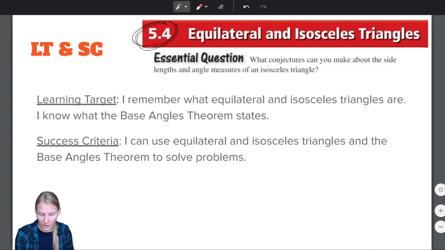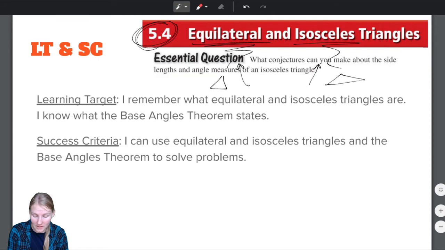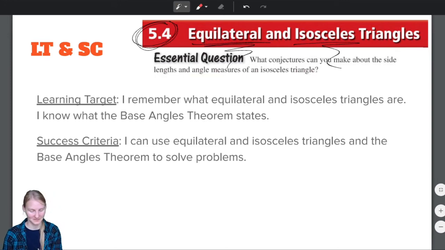So 5.4 is all about equilateral and isosceles triangles. We talked about these in 5.1. Equilateral. Do you remember what an equilateral triangle is? And isosceles. Do you remember what an isosceles triangle is? Check yourself. We're going to talk about it today, of course, but check and see if you can remember now.